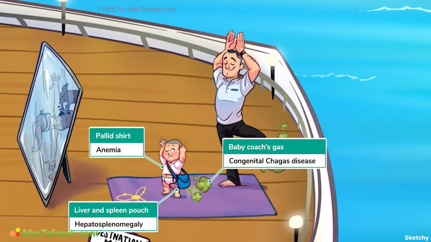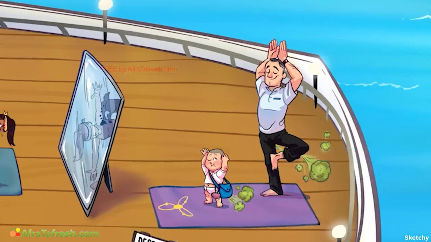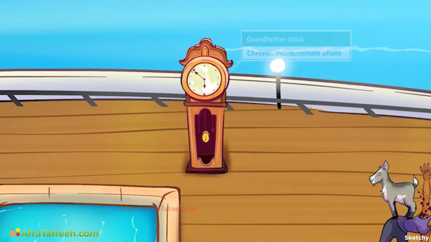Congenital Chagas, represented by our gassy baby coach, is marked by low birth weight, anemia, and hepatosplenomegaly. The next phase of Chagas disease is the chronic indeterminate phase, as depicted by this grandfather clock, Sketchy's recurring symbol for chronic conditions. This phase is marked by a 10 to 30 year asymptomatic period. Even though the patient may be unaware that they have Chagas, the serology is positive for T. cruzi. This is followed by the chronic determinate phase of Chagas, where heart and/or GI disease appear.